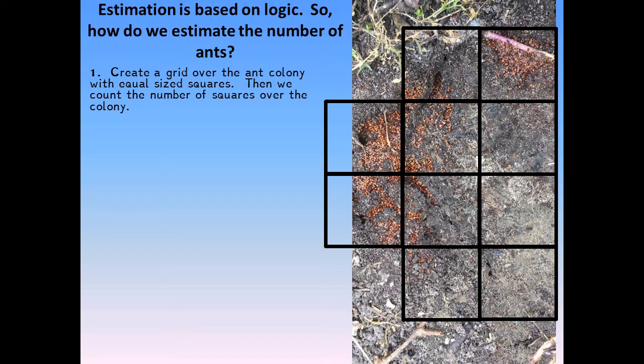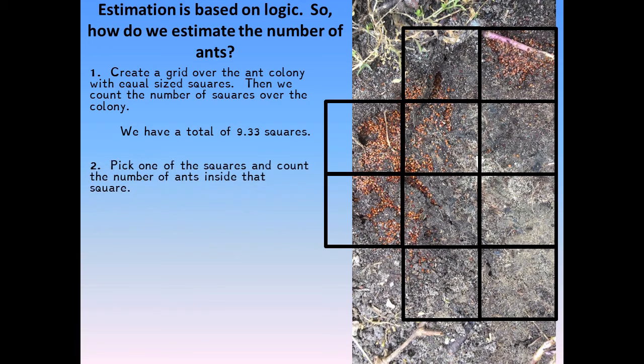So we have 1, 2, 3, 4, 5, 6, 7, 8. Now these aren't full squares. They're 2/3 of a square each. So 2/3 plus 2/3, that would be 4/3. So that's 1 1/3. And that gives us a total of 9.33 squares.